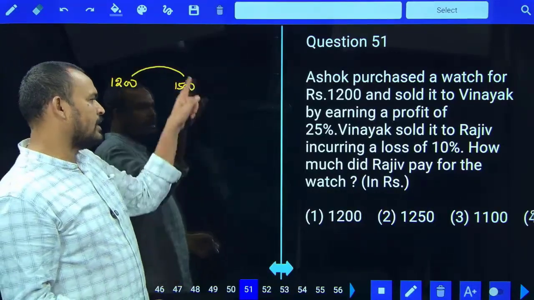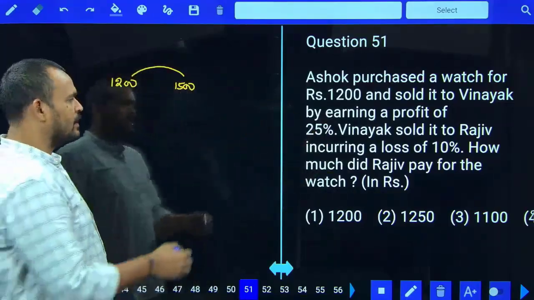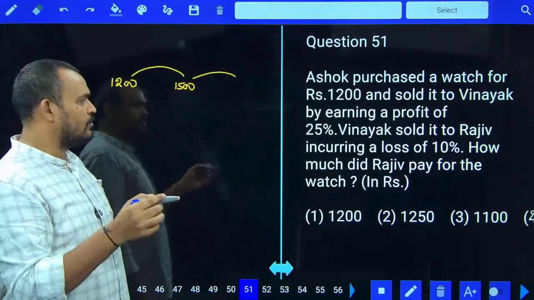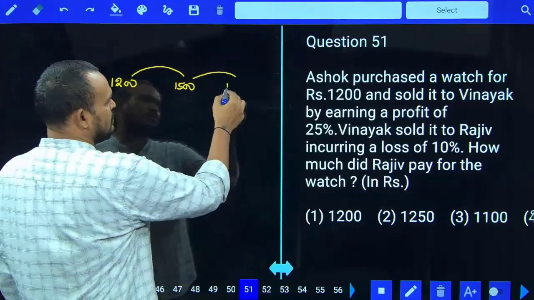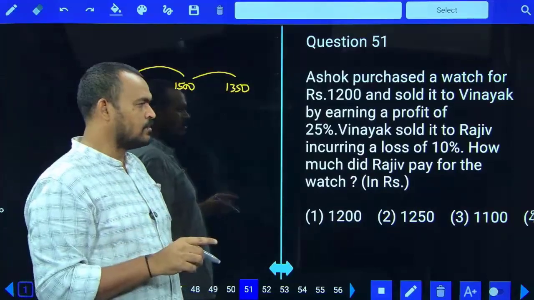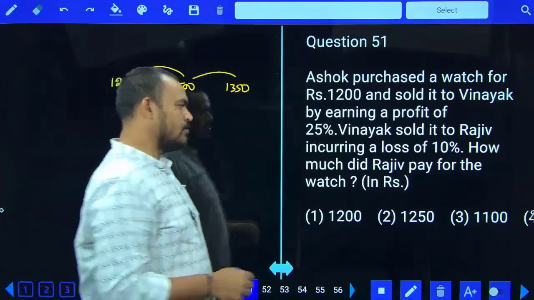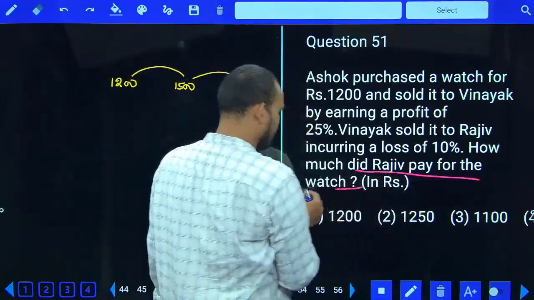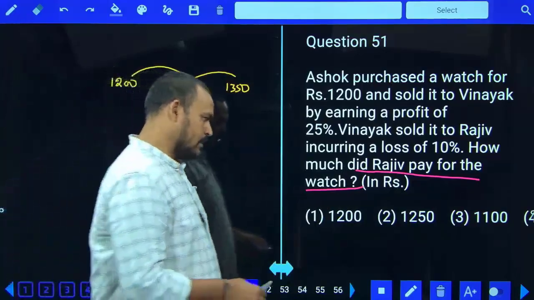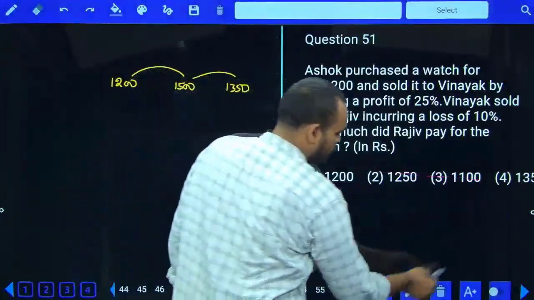Next, it is Vinayak's cost price and Vinayak again sold to Raju. How much percent loss? 10%. What is the 10% of 1500? 150. Out of 1500, 150 loss means selling price is how much? 1350. This 1350 is the selling price of which one? Vinayak, and it is also equal to the cost price of which one? Raju. Here we required how much did Raju pay for the watch? Raju pays how many rupees? 1350. Then answer 1350. Which option? Fourth one.